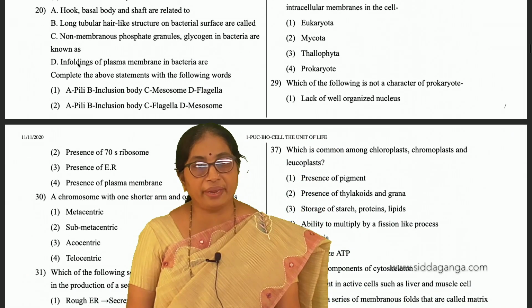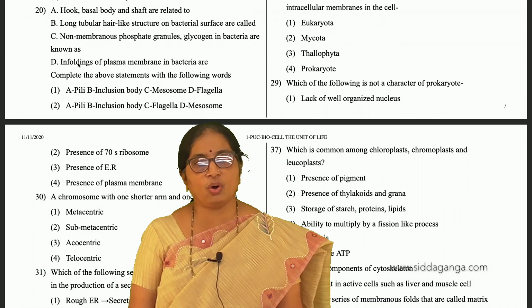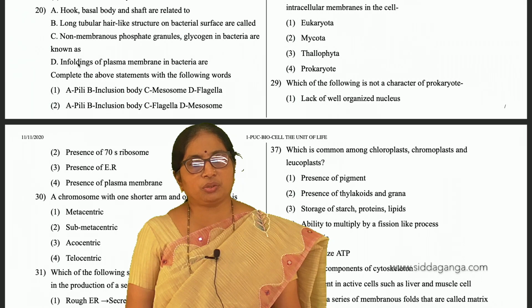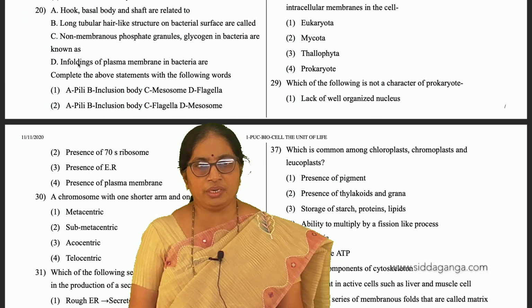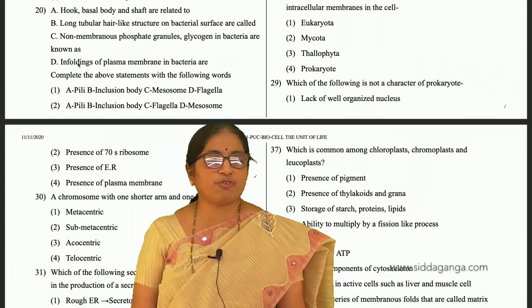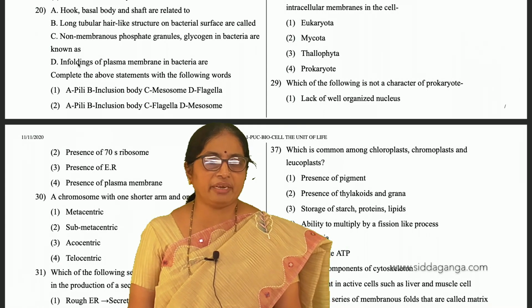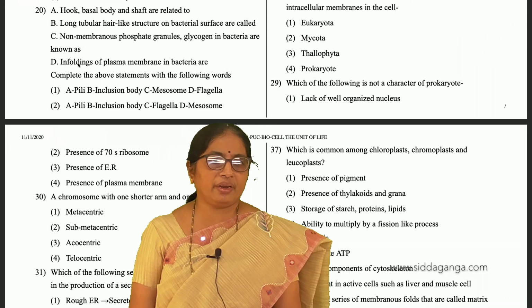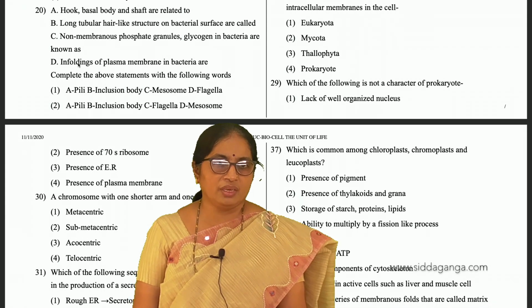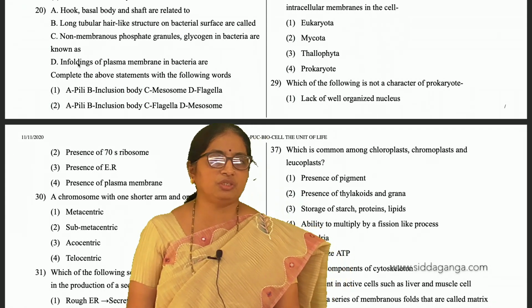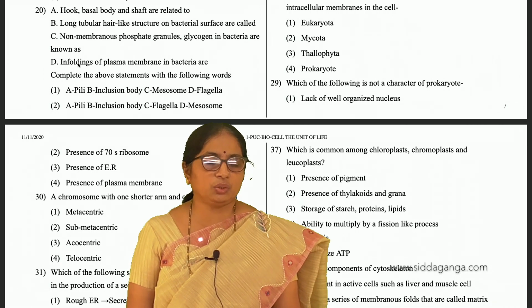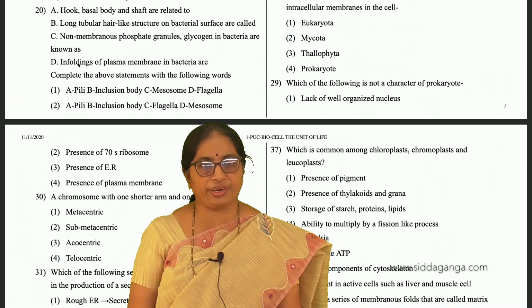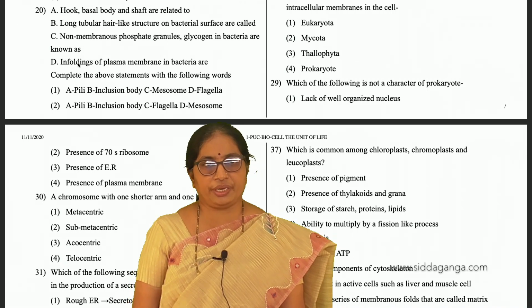A hook, basal body and shaft are related to. Long tubular hair-like structure on bacterial surface are called. Non-membranous phosphate granules glycogen in bacteria are known as. Enfoldings of plasma membrane in bacteria are. Complete the above sentences with the following words. So you have to tell what it is. They have given certain characteristics of the organelles and you have to tell what it is.